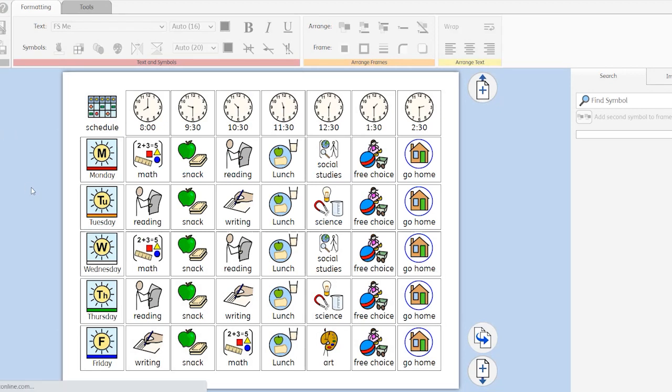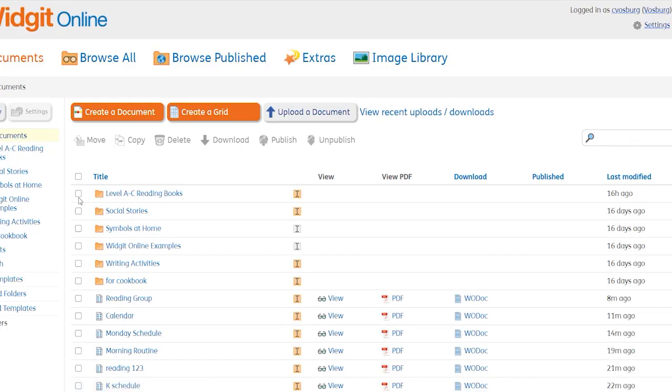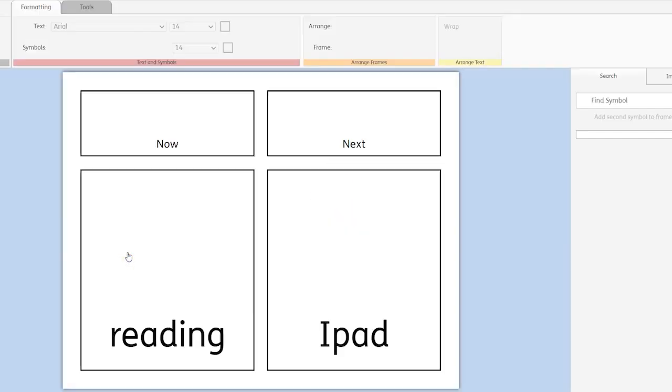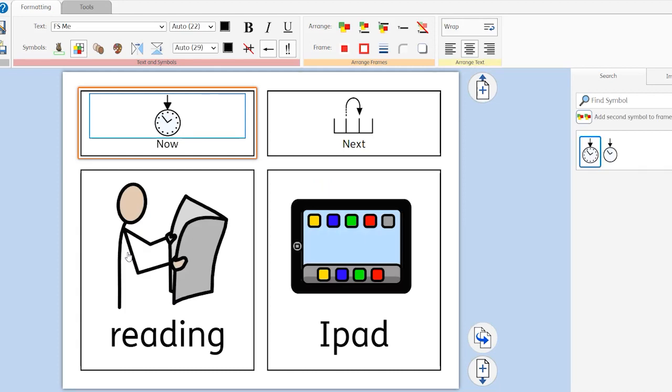All right, we'll look at a few more here. I know a lot of students that really need that if-then. If I do this, what happens next? Sometimes that can be, okay, here is your activity, and then here is your free time choice.